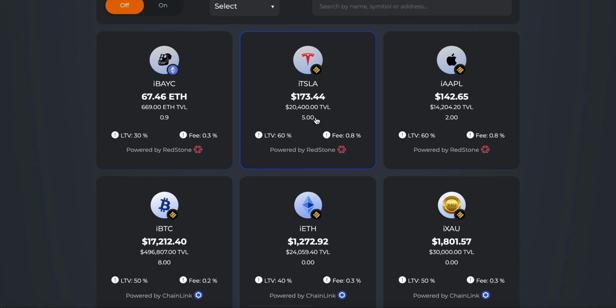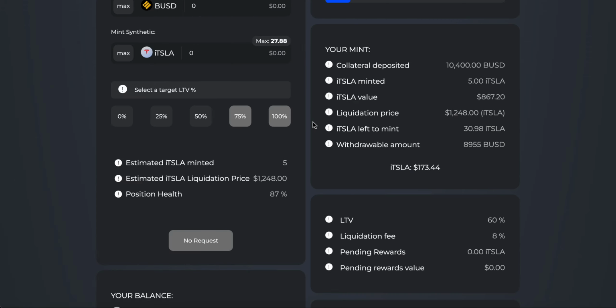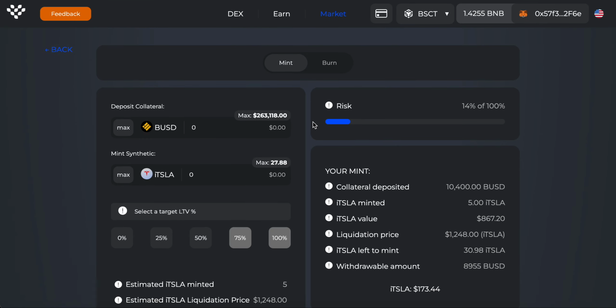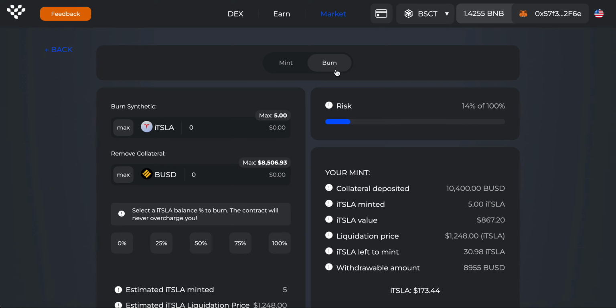Now let's go create a Tesla synthetic. Just click on the cards. Then you find this page. This page, very similar to the Dinero market, has what we call two modes, right? One is mint mode, the other one is burn mode. In reality, only the inputs change.